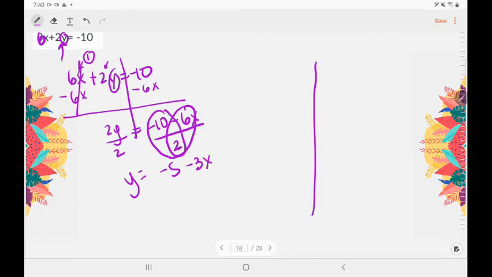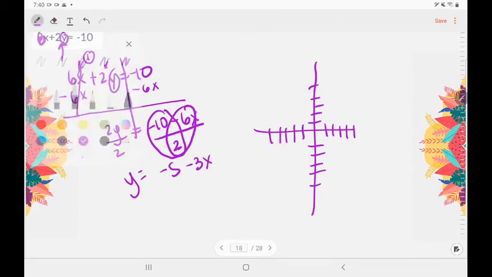All right, let's find our graph. If I go 5 in each direction, I'm going to change color again so you can see my graph.